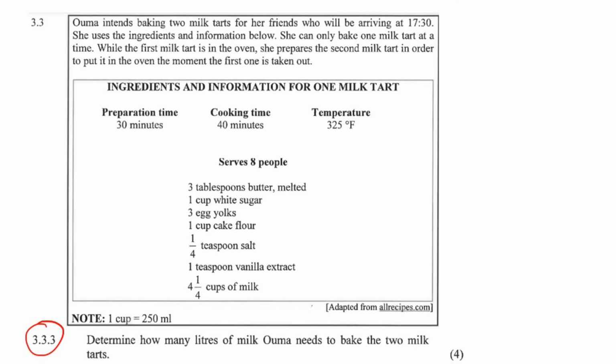Okay, this question says determine. Determine how many liters of milk Oma needs to bake the 2 milk tarts. So how much milk does she need in order to bake 2 milk tarts? Now here it says for 1 milk tart, how many cups of milk do we need to use? 4 1/4. So we're definitely going to have to multiply that by 2 because we're baking 2 milk tarts.